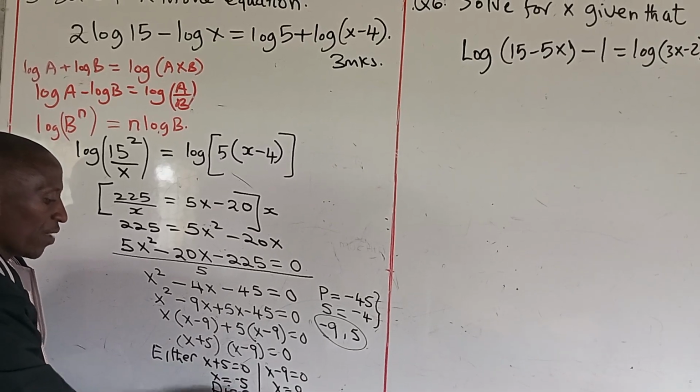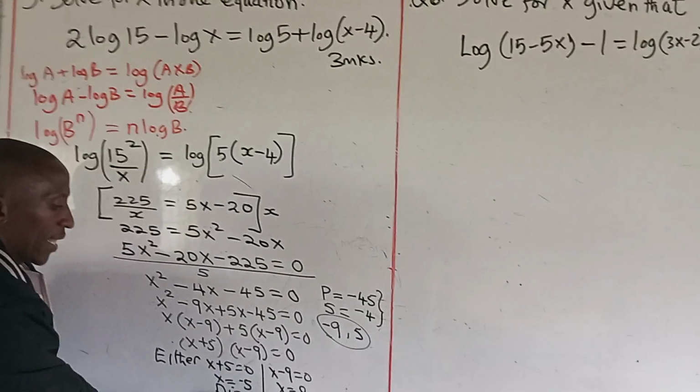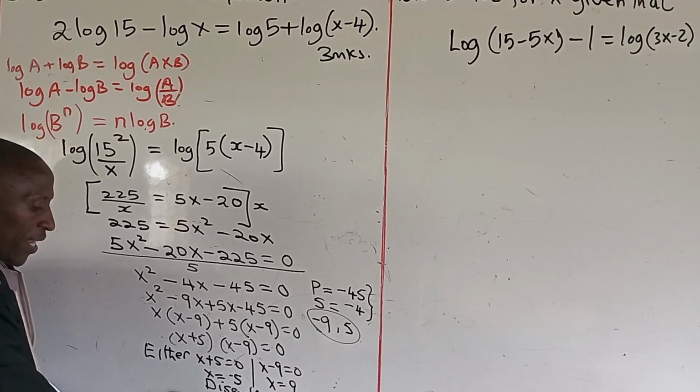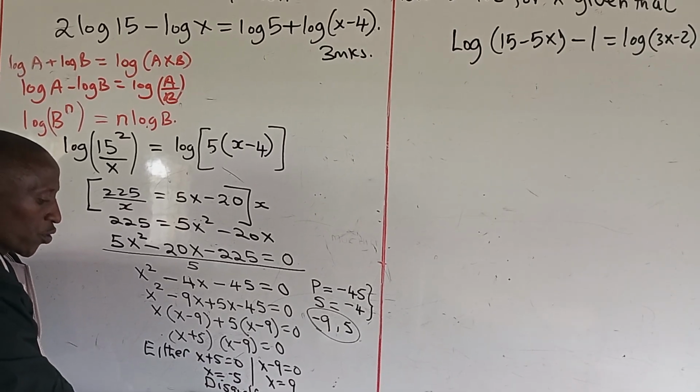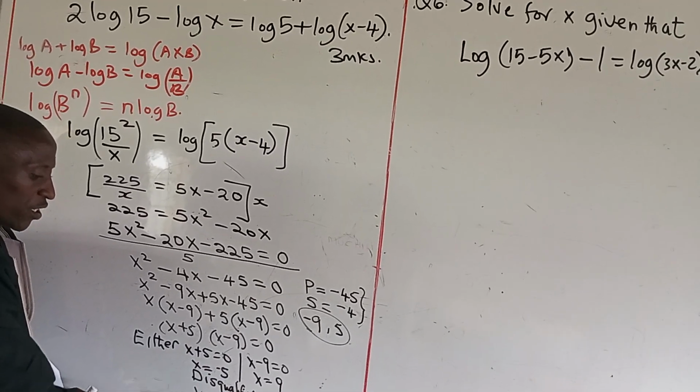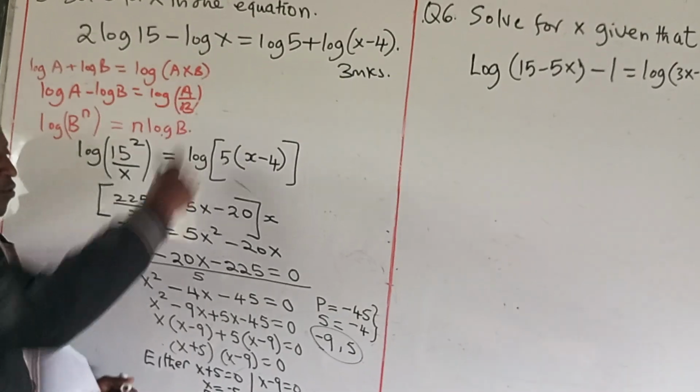We must write down there, disqualify, that this answer has been disqualified, and therefore x is equal to 9, the positive value, which works throughout for that.